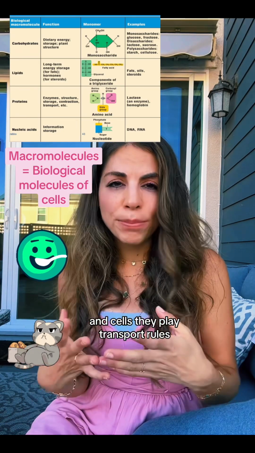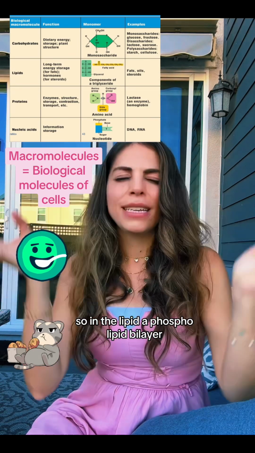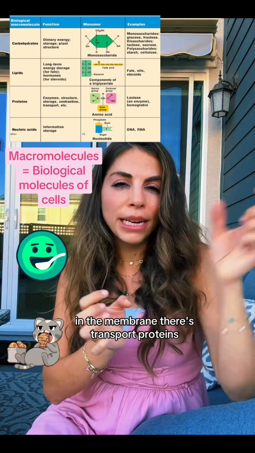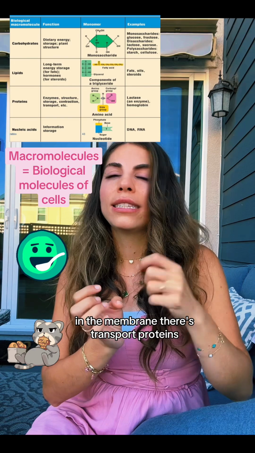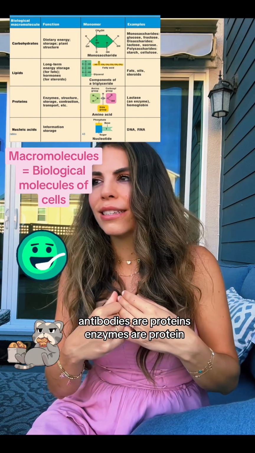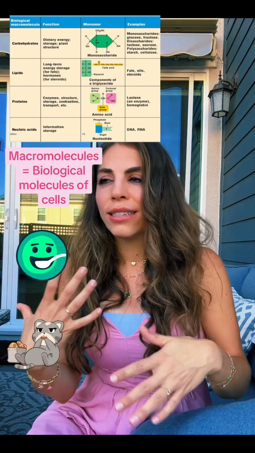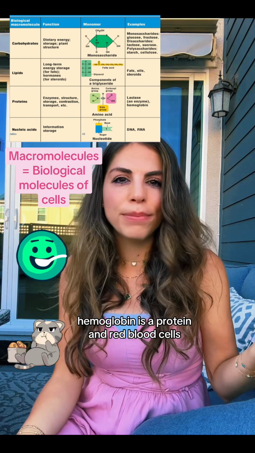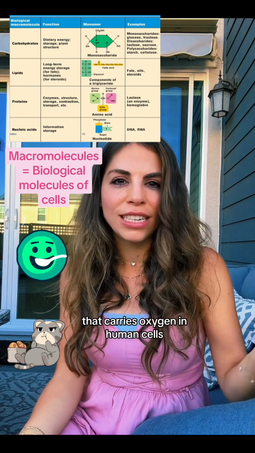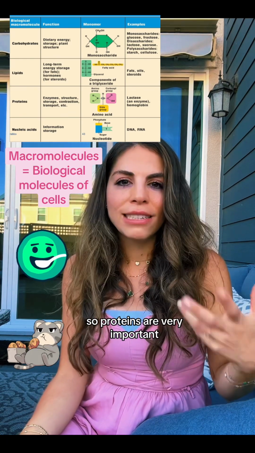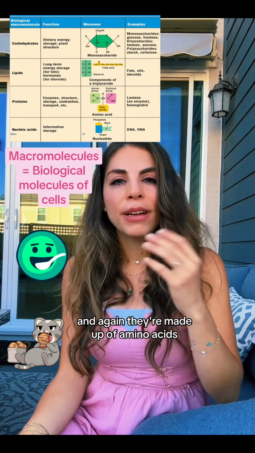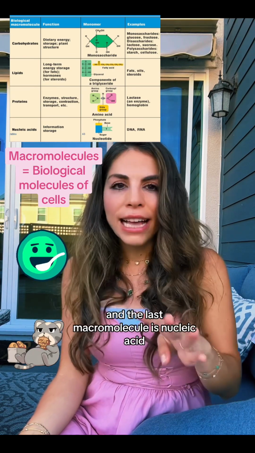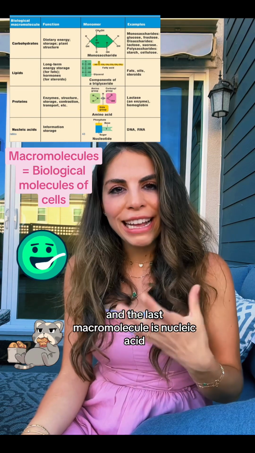They play transport roles. So in the phospholipid bilayer in the membrane, there's transport proteins, antibodies are proteins, enzymes are proteins, hemoglobin is a protein in red blood cells that carries oxygen in human cells. So proteins are very important, and again, they're made up of amino acids. And the last macromolecule is nucleic acids.